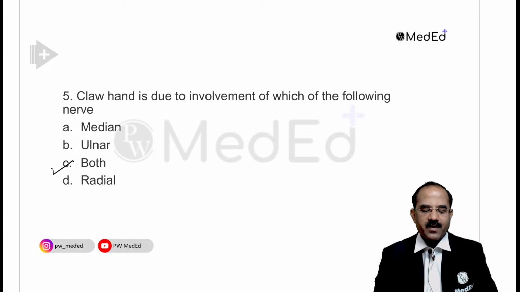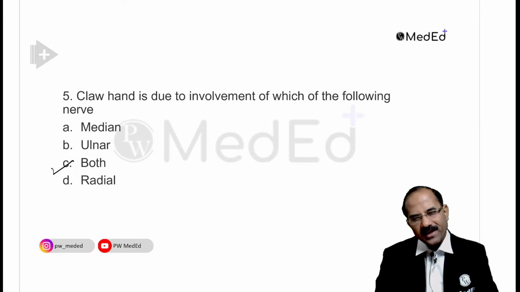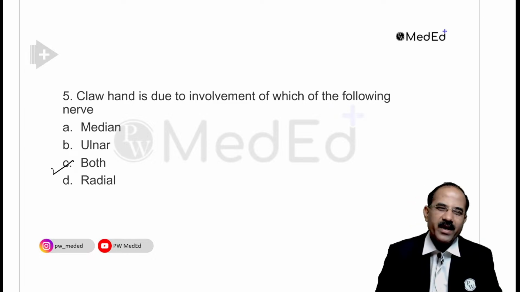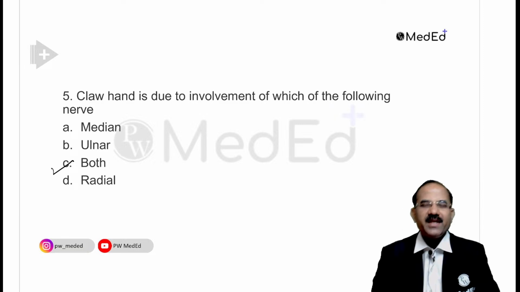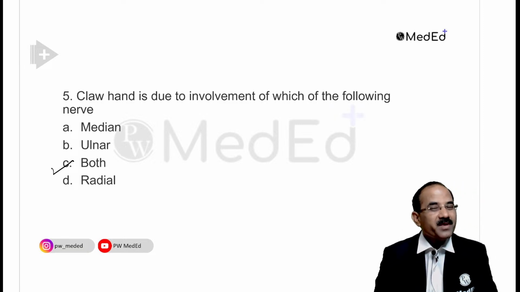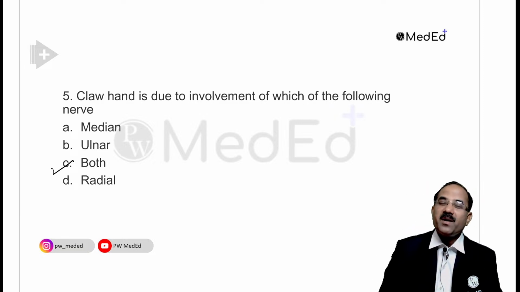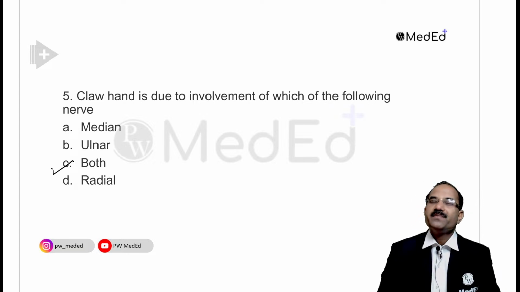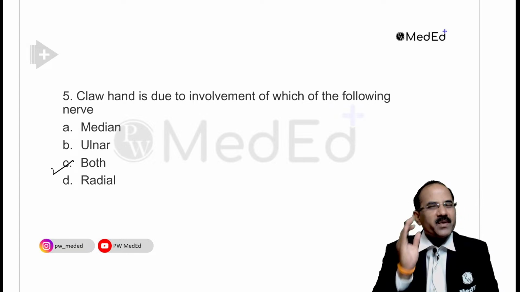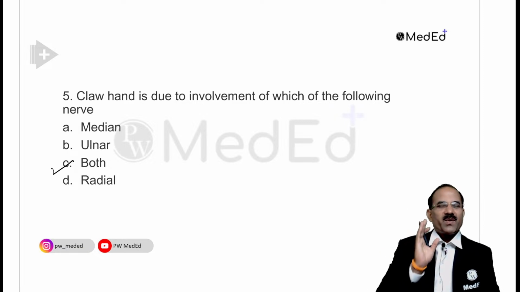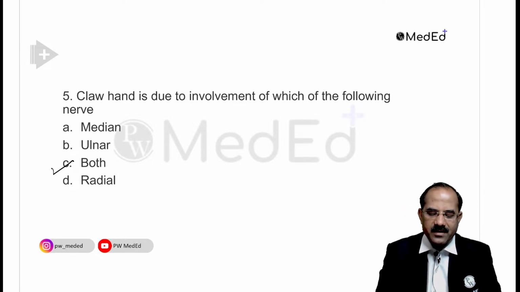Median nerve paralysis, injury, gives claw hand. Ulnar nerve injury also gives claw hand. If both median and ulnar nerves are damaged, you get a complete claw hand. Only median nerve damaged, or only ulnar nerve damaged, you get a partial claw hand. So the answer is both.